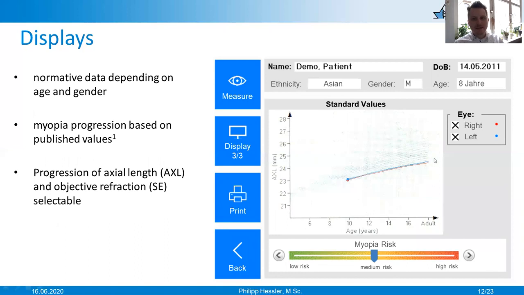In the next display, we see a possibility to present a prognosis, and we see standard data for axial length as a function of the age, and I will discuss this in more detail in the course of this lecture.